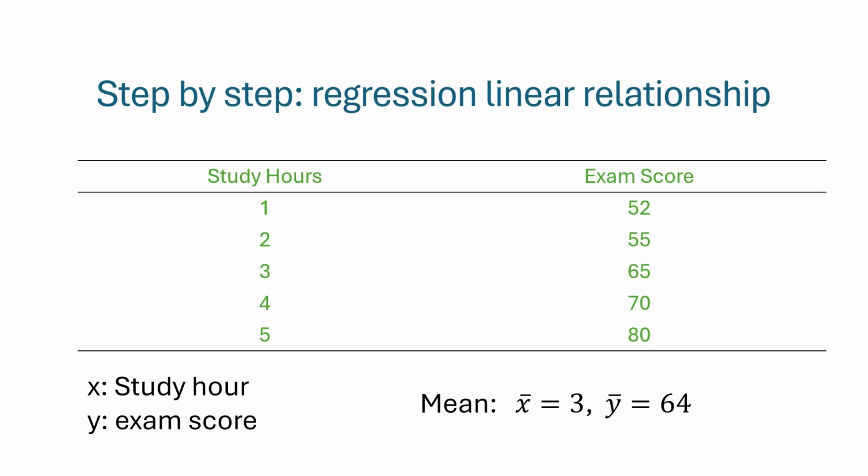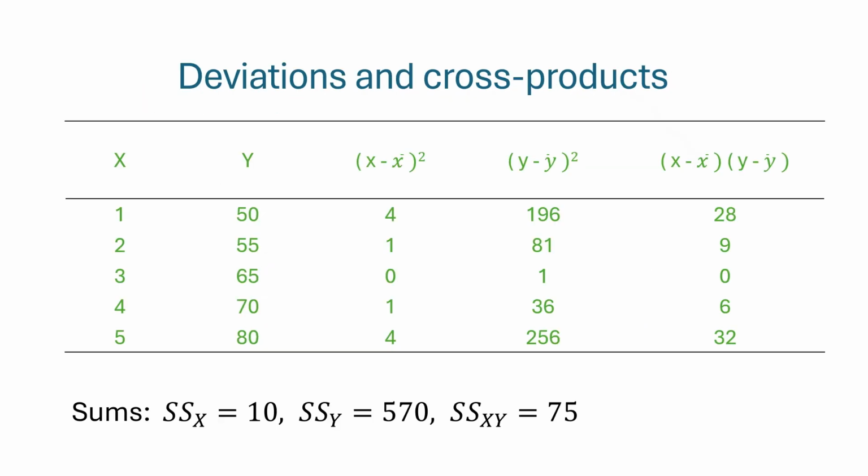The first step is to calculate the mean values of X and Y. The mean of X is 3, and the mean of Y is 64. Next, we calculate how far each data point is from the mean. We square these deviations and sum them to get the total squared deviations. At the same time, we multiply the deviations of X and Y from their means and sum them to obtain the sum of cross products.